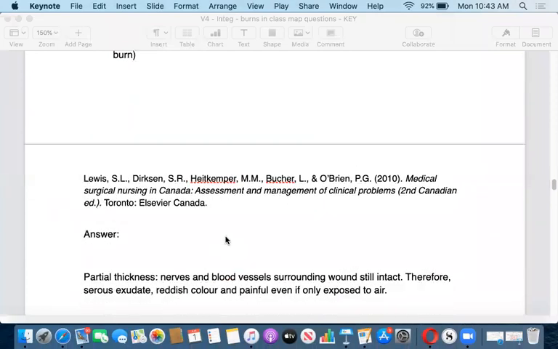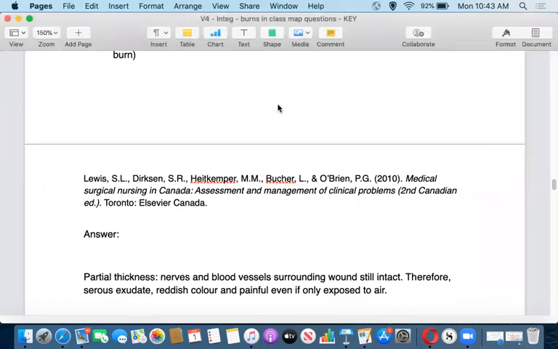So for a partial thickness, which honestly I think is a burn we're all pretty familiar with, we get it, our kids get it, it's just part of life. Nerves and blood vessels surrounding the wound are still intact, and that's why there's still blood flow there. It can get quite reddened from the inflammatory process. That's a good sign of circulation to the area. And you certainly have sensation because we can feel it in terms of pain. And you get the exudate sometimes, even from a sunburn. Okay, so there's your partial thickness.